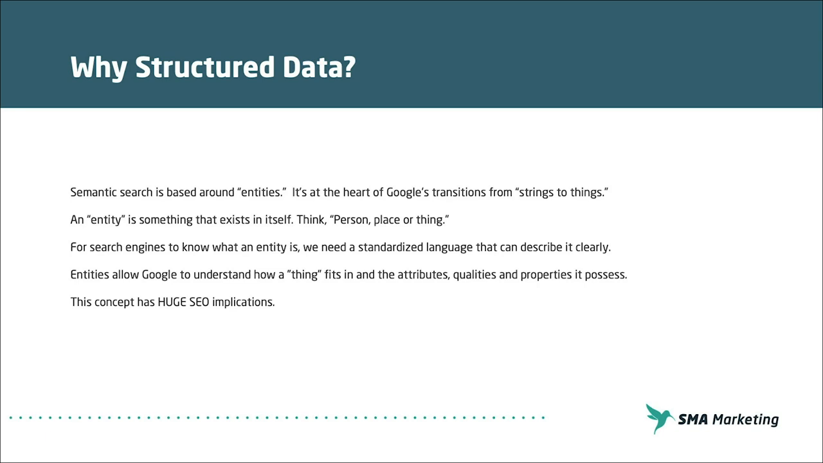Now for search engines to know what an entity is, they need a standardized language that can describe it. So entities allow Google to understand how the thing you're talking about really fits into the whole concept, understanding the attributes, the qualities and the properties that that thing possesses. And as you can understand, this has a huge implication to SEO, because if you can supply more context and you can really meet the intent of the user's query, this can really help your page rank better, but more importantly, drive qualified traffic because it's going to meet the end user's needs.